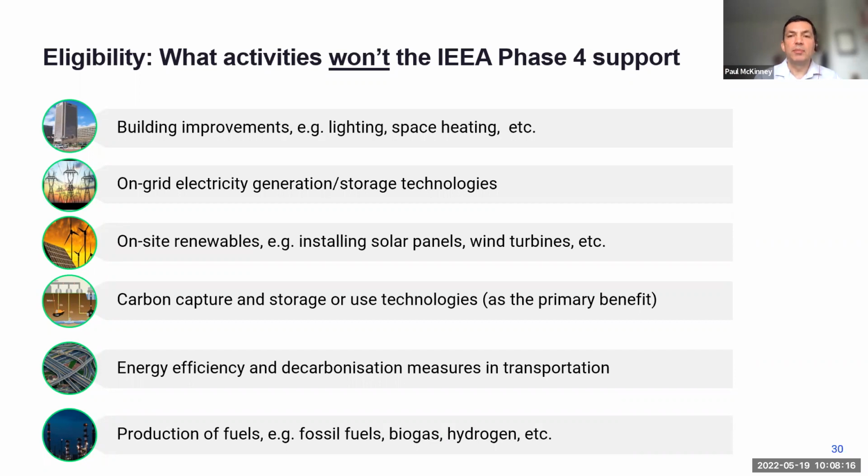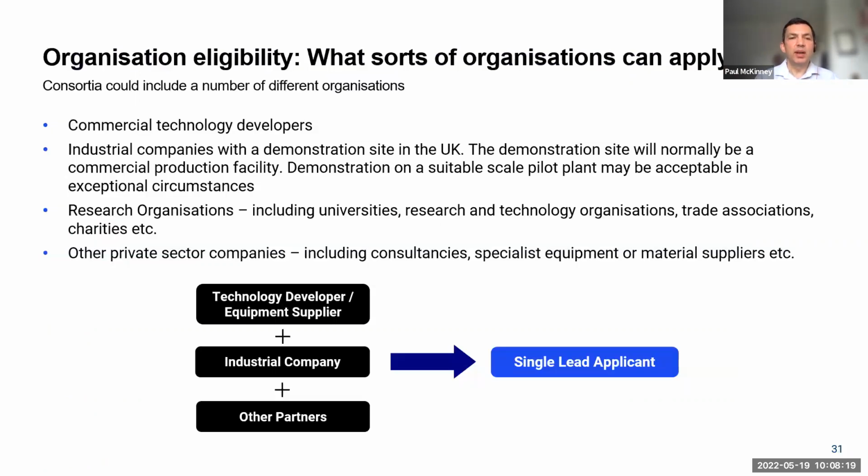In terms of the organizations that can apply, on the next slide, please. Typically most projects will have a technology developer, often a small company, and an industrial partner, which is often a large company, but not necessarily. Sometimes they're supported by other technology providers or research organizations or universities. So you can form a consortium, but it's a single lead applicant that applies on the application form, and all the other partners have to sign up to the terms of the competition. You can have subcontractors as well within the project.